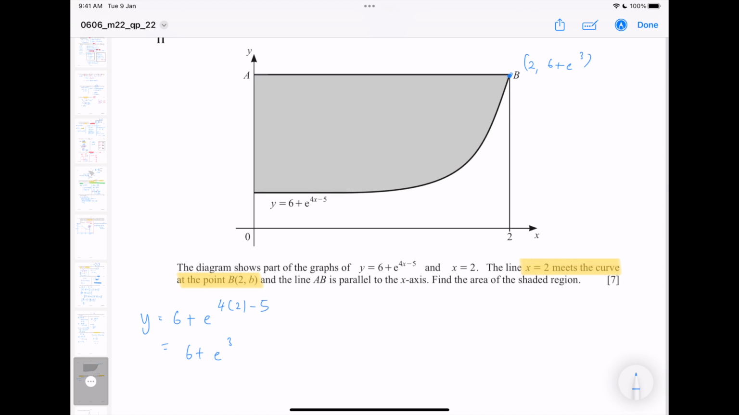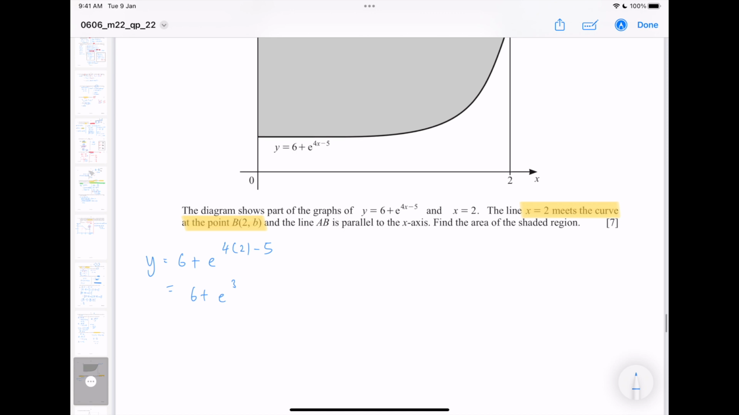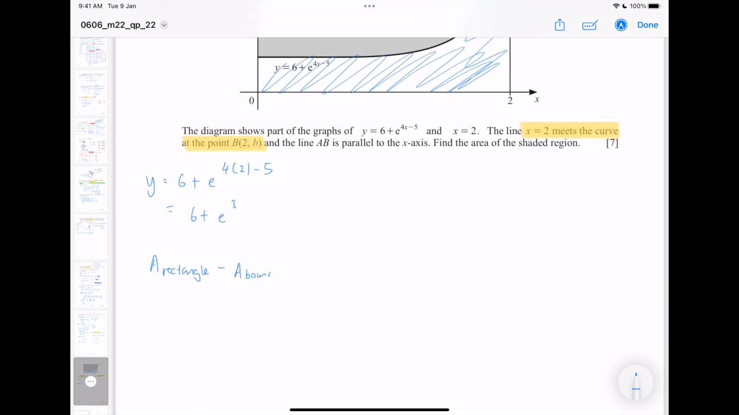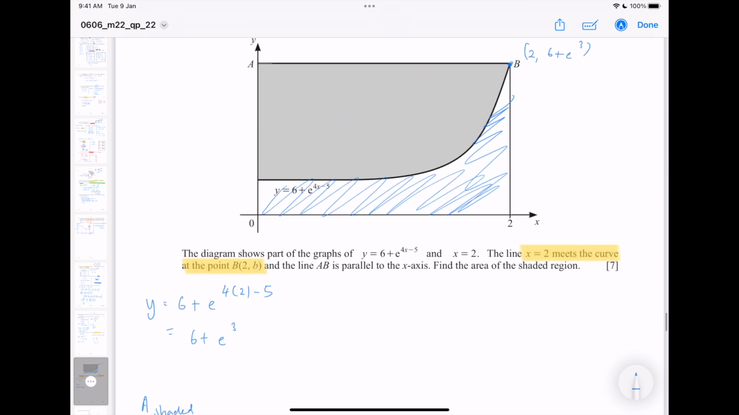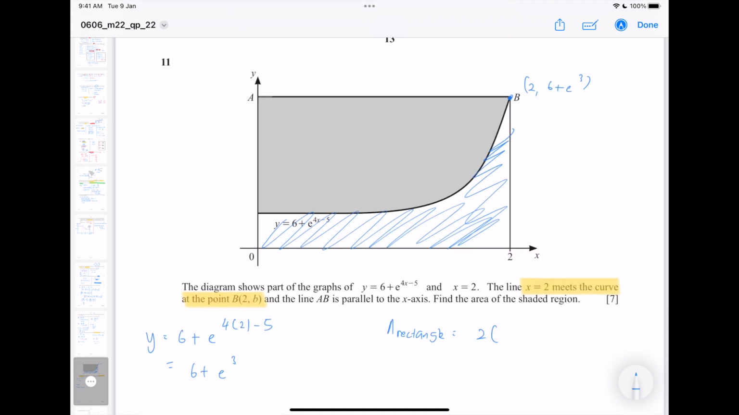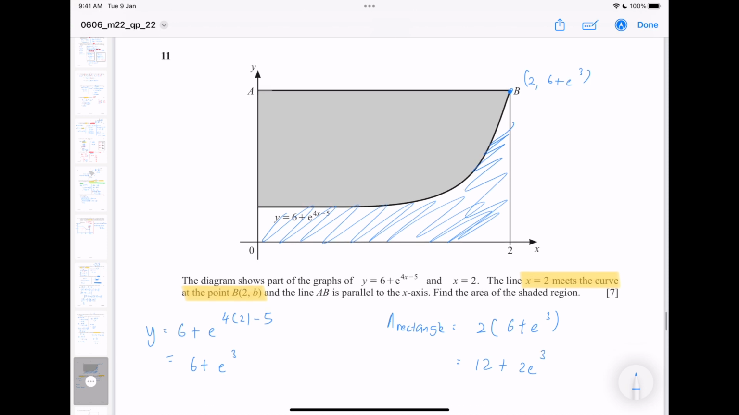They want the area of the shaded region, which is not hard, right? I just need to take the area of the whole rectangle minus the area bounded by the curve. To get this area down here, I just got to integrate. This will give me the area of the shaded region. The area of the rectangle shouldn't be hard. It's a rectangle, so base times height. The base is 2, the height is 6 plus e cubed, so that's 12 plus 2e cubed. That's the area of the rectangle.